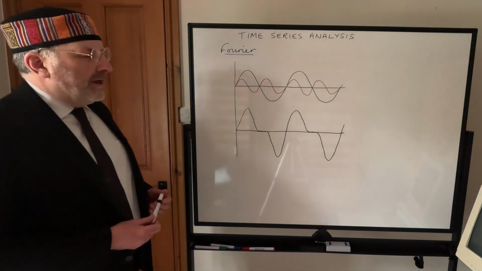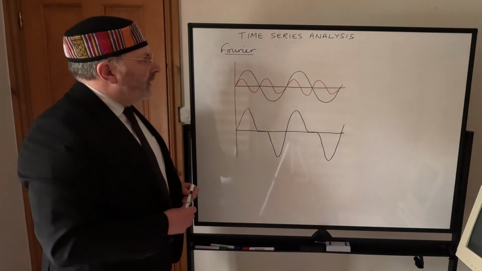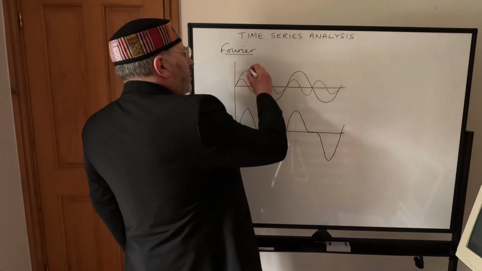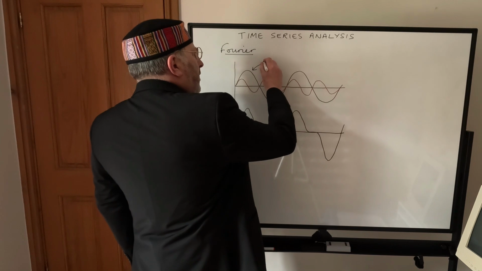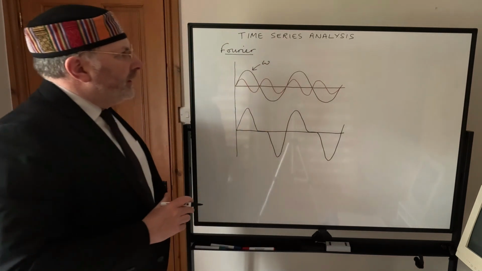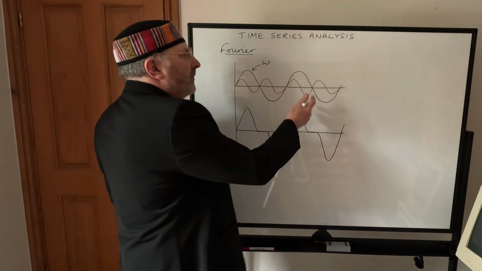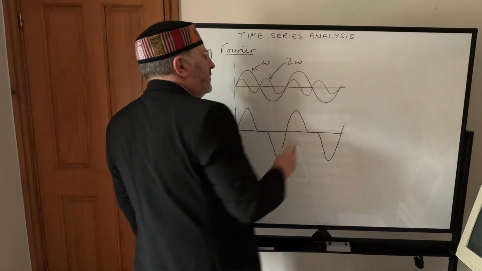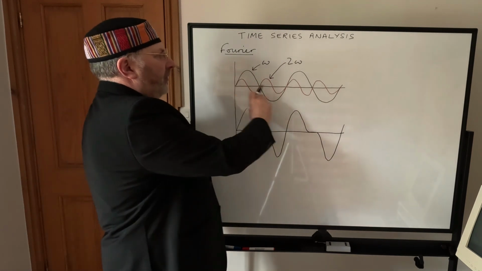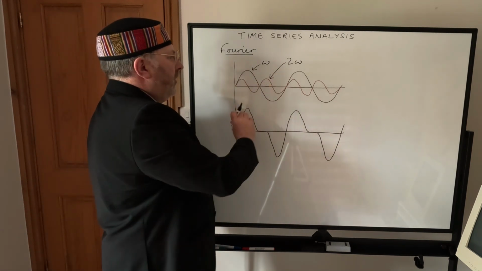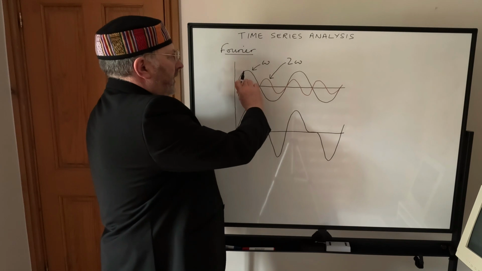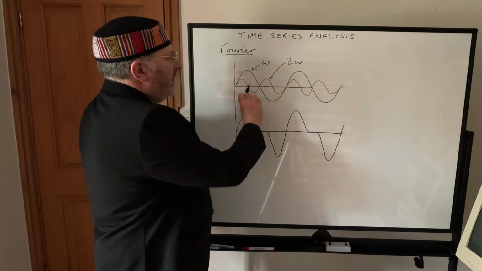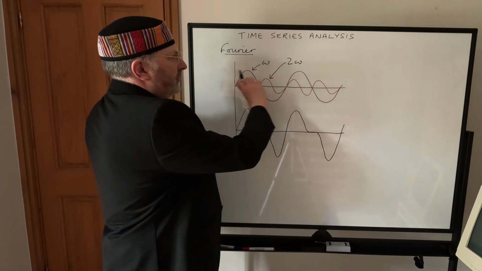Okay, so Fourier analysis. What I've drawn here is two sine waves, one with an angular frequency of omega, and one with an angular frequency of 2 omega. So this is like sine omega t or sine 2 pi omega t. So this has double the frequency of that and also half the amplitude.